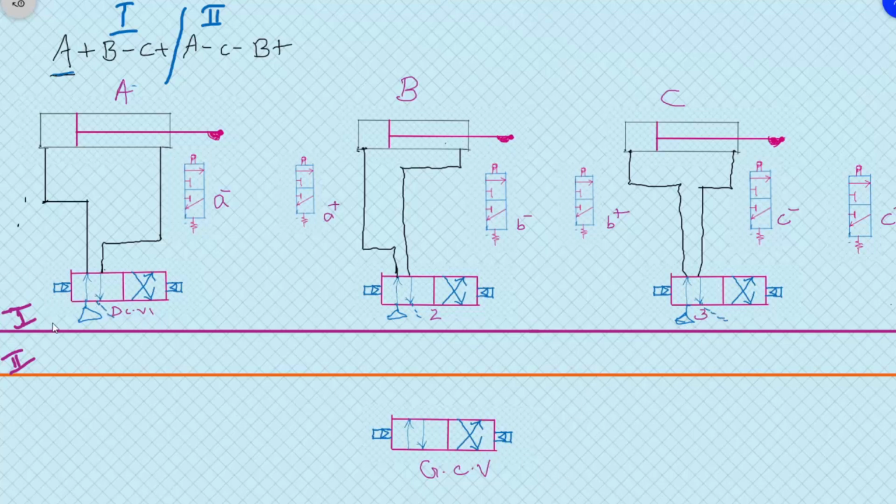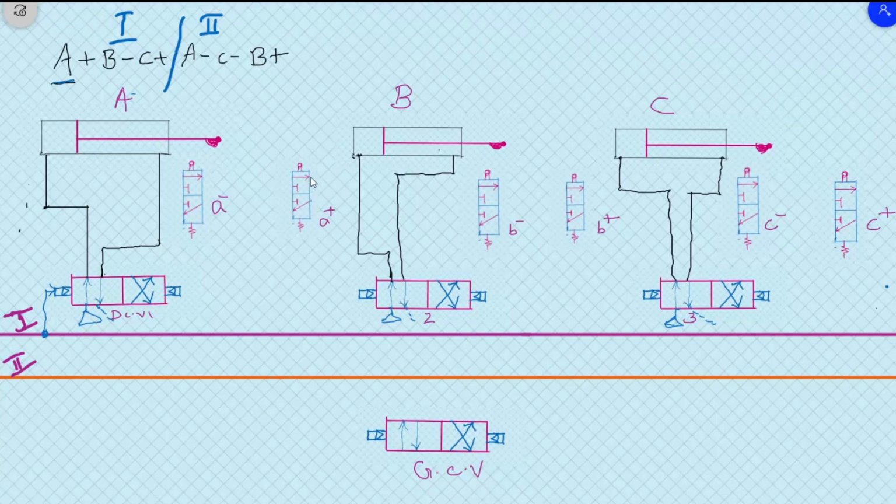Now we should start with the first step in the sequence, which is A plus. From the first pressure line, the connection is given to DCV1 in such a way that when this is connected, the port that is going to be actuated will send the fluid supply to the extension stroke of cylinder 1. When this extension is completed, the limit switch A plus receives the signal.